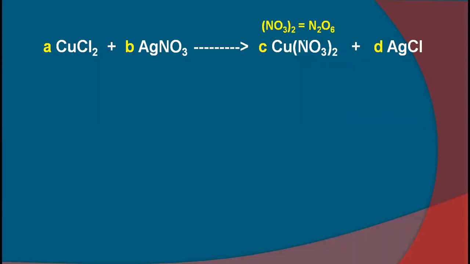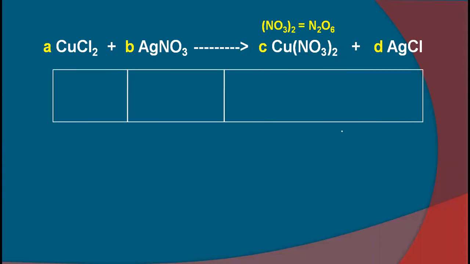Remember, NO3 twice again refers to N2O6. You should never forget that. Now, let me find an expression for B, C, and D as before in terms of A. To do that, I'm just going to use the condition for a balanced equation.